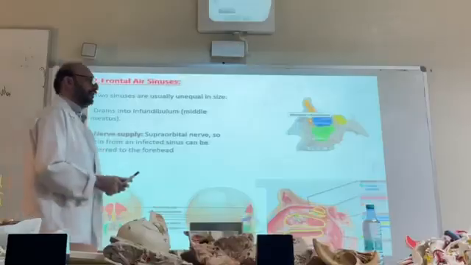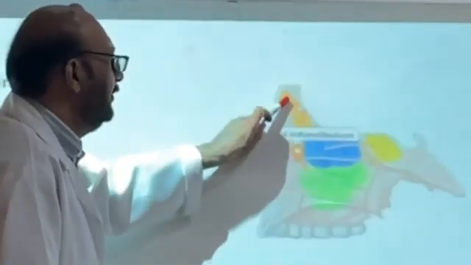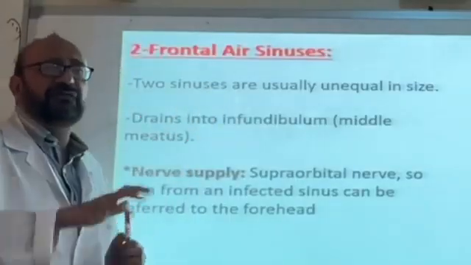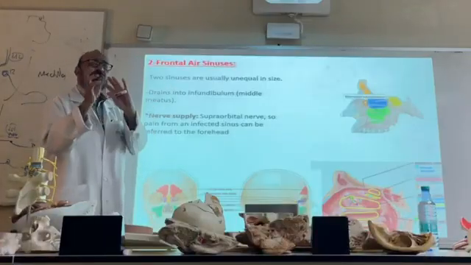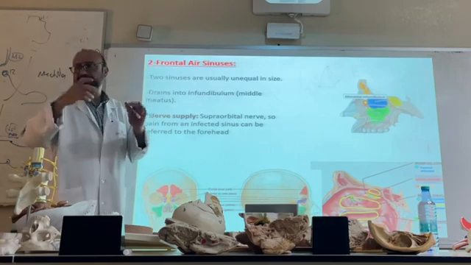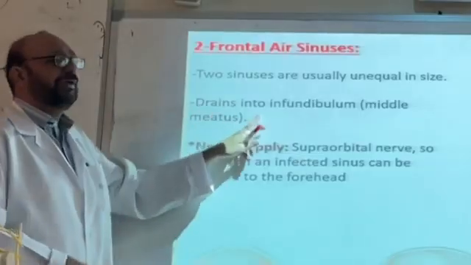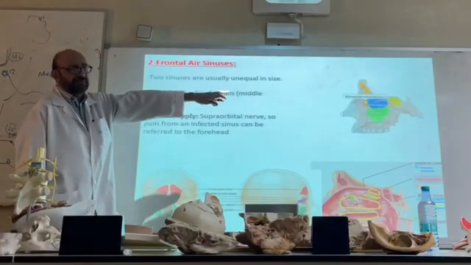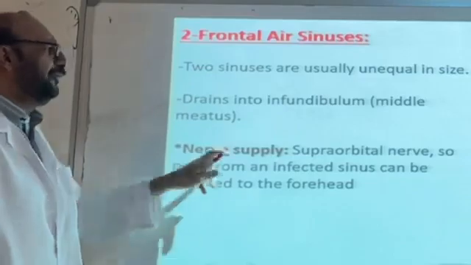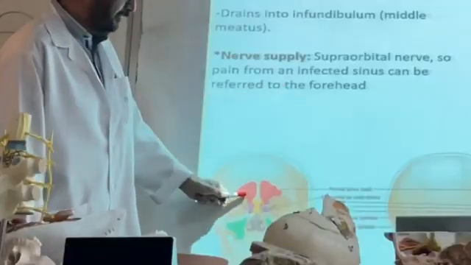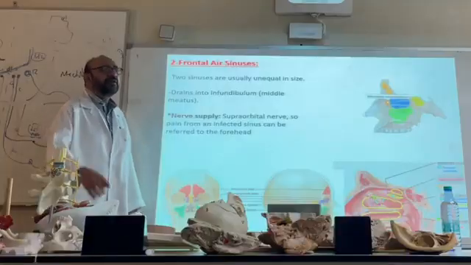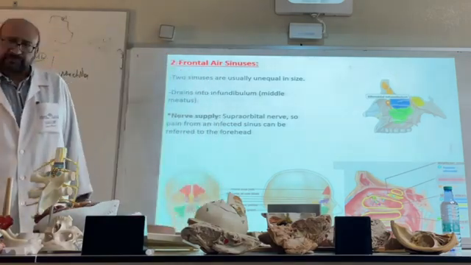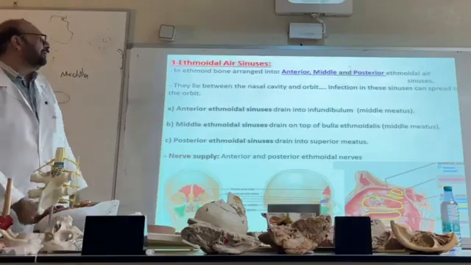Frontal air sinus, here is the location. This is the frontal air sinus in the frontal bone. The two sinuses are usually unequal in size. The right may be smaller or bigger than the left, or vice versa. It can happen, no problem. It drains into the infundibulum, middle meatus. Here is the infundibulum. You can ask Google Maps to take you there. Nerve supply is the supraorbital nerve. Here is the frontal sinus. Pain in the head and forehead is one of the signs of frontal sinusitis.